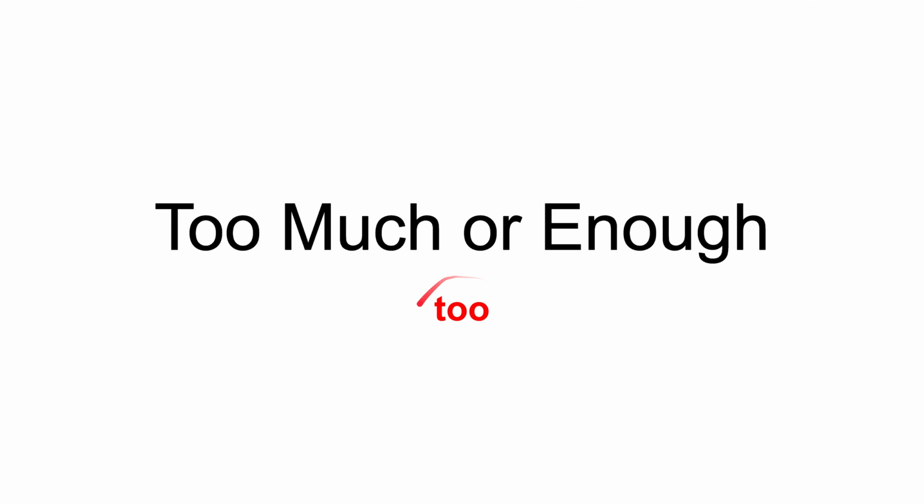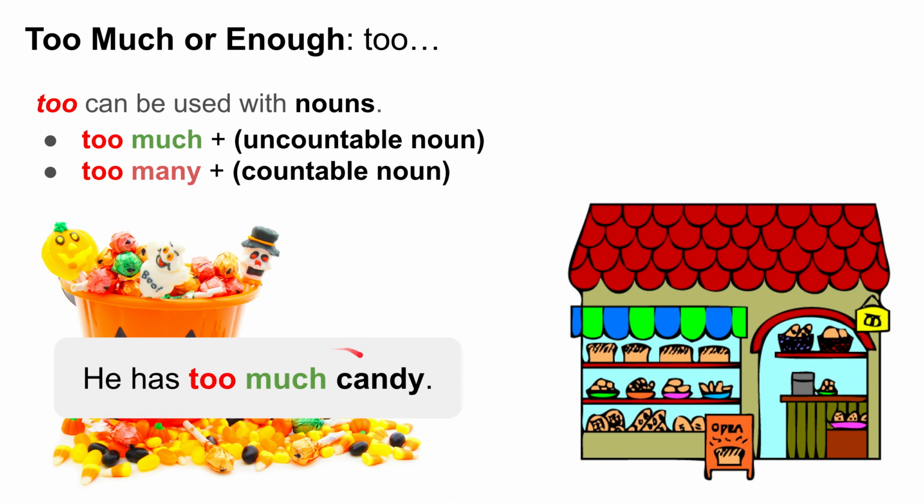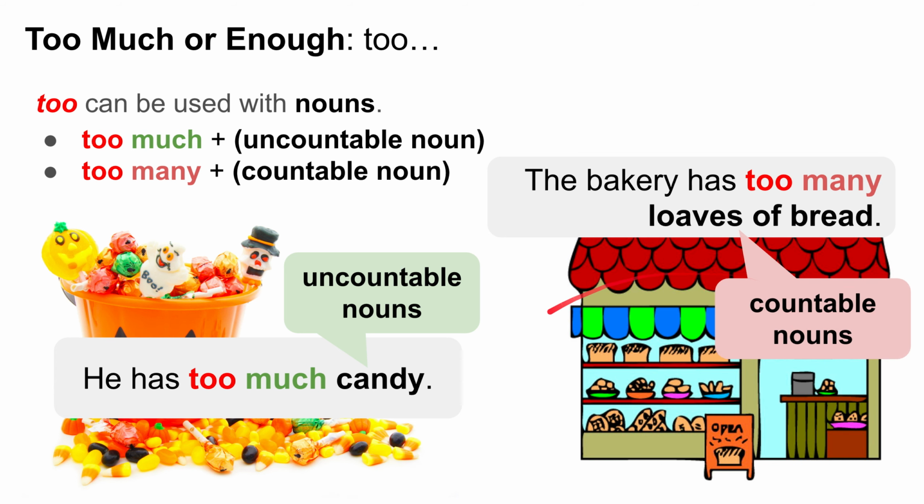Okay, let's start by talking about too. Too can be used with nouns. If it's used with an uncountable noun, then we say too much plus uncountable noun. If it's countable, then we say too many plus countable noun. For example, he has too much candy. Here, the uncountable noun is candy. And then here we have a bakery. The bakery has too many loaves of bread. Here, loaves is a countable noun.